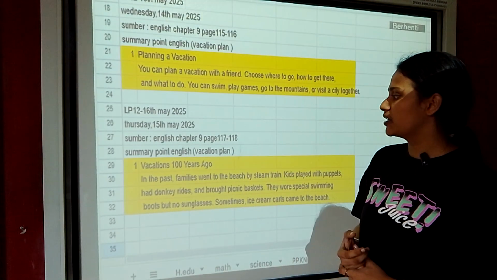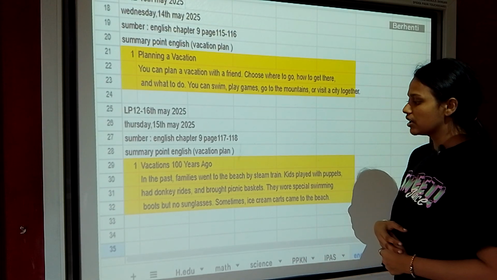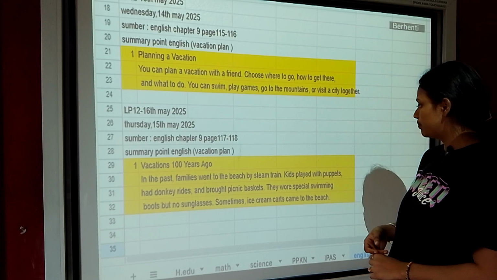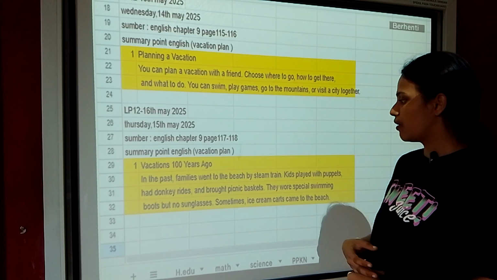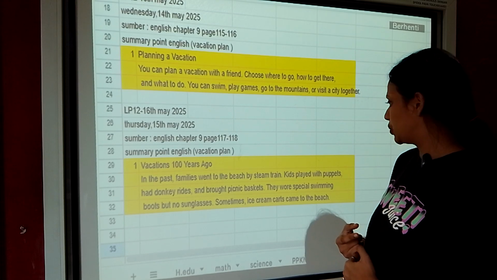Next, vacation 100 years ago. In the past, families went to the beach by steam train. Kids played with puppets, had donkey rides, and brought a picnic basket. There were special swimming pools.